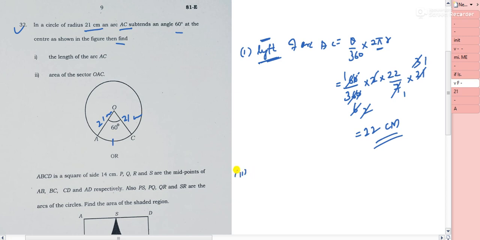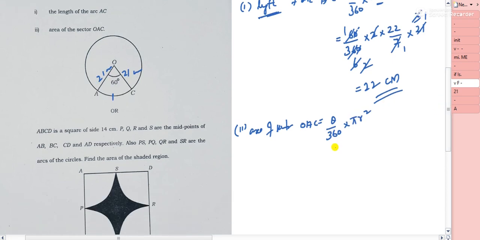Now coming to second question, they have asked area of sector OAC. So what is the formula? It is theta by 360 into pi r square. So the formula you have to write directly. If you are substituting without writing the formula, you will not get full marks. So always write the formula first and then substitute the values. What is r here? 21 square. So I'll write 21 twice, because twice if you're writing or just square, both mean the same.